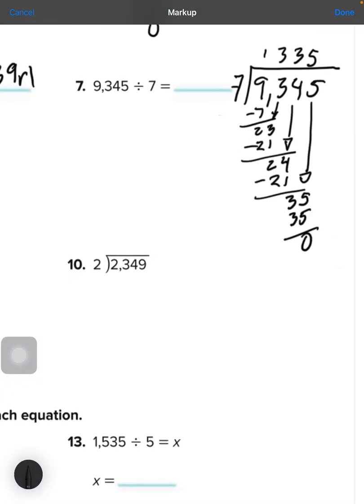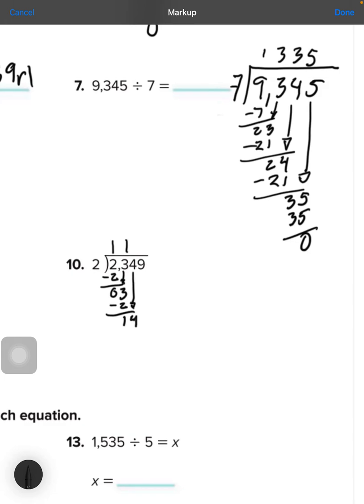Number 10. Going to need some space for this one. We'll see if we can do it. All right, 2 will go into 2 one time. 1 times 2 is 2. 2 minus 2 is 0. Bring down the 3. 2 will go into 3 one time. 1 times 2 is 2. 3 minus 2 is 1.